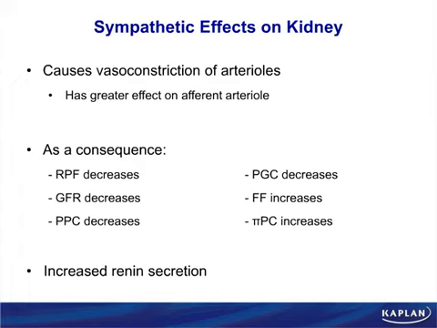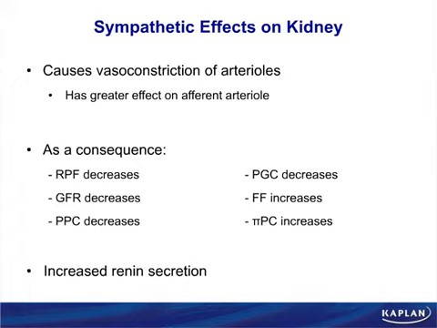One other important thing that the sympathetic nervous system does is increase renin secretion. The juxtaglomerular cells, known as the JG cells, are specialized cells of the afferent arterioles that secrete renin. They contain beta-1 receptors, and when you increase sympathetic drive to the kidneys, they increase renin secretion.